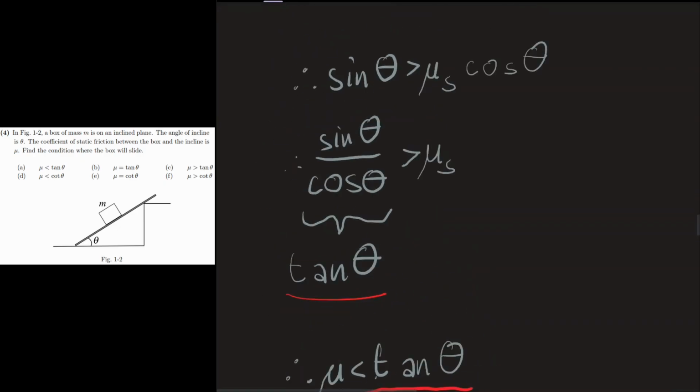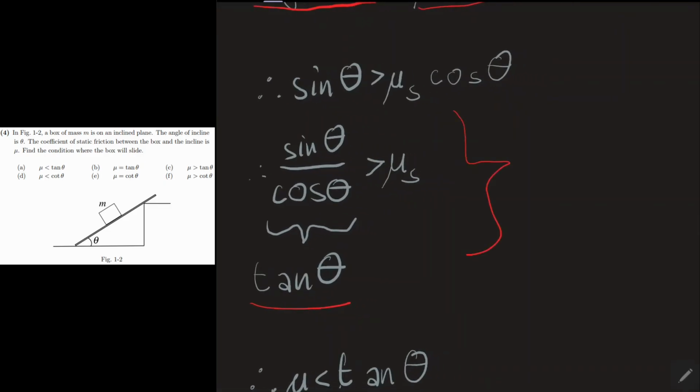Also, one thing to note is that in this step right here, I divided both sides by cosine of theta. However, when you have an inequality like this, you need to be careful. If cosine of theta was negative, then this inequality would actually flip. And if that doesn't make sense, try replacing sine of theta and mu sub s with a positive number and cosine of theta with a negative number. And then if you do this operation where you divide both sides by cosine of theta, you will see that the inequality does in fact flip.